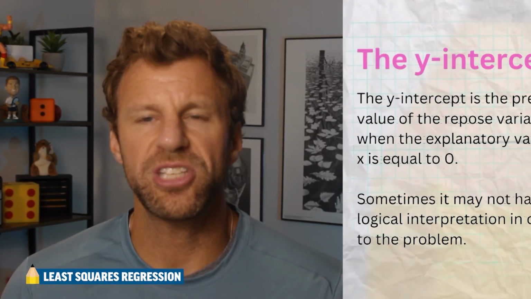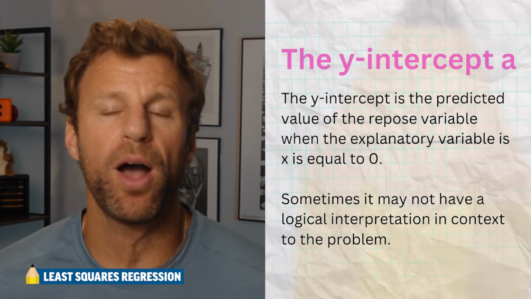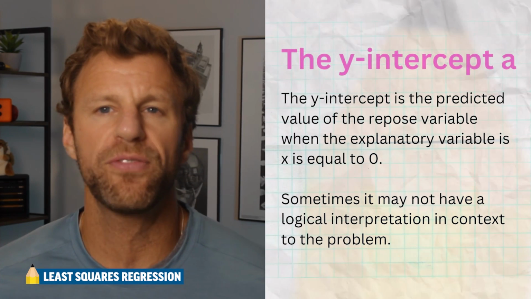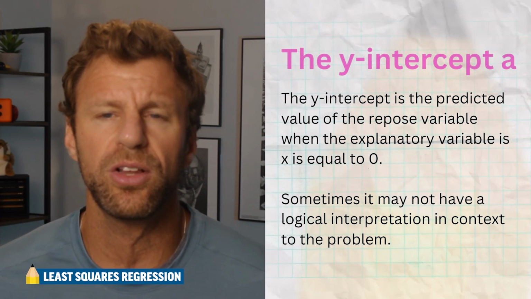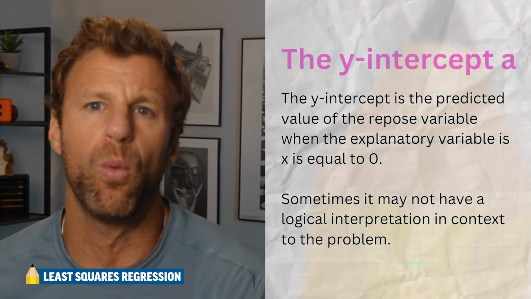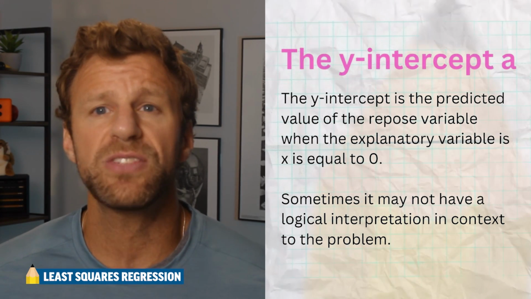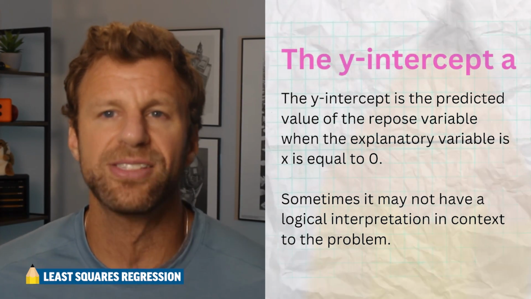The least squares regression line has many facts about it that you need to know. The first is the y-intercept. This is the A value. The y-intercept is what we predict the response variable to be when the explanatory variable is 0. Again, it's a y-intercept. That should make sense algebraically. When x equals 0, what do we predict the response variable y to be? Sometimes this value actually makes sense in context of the problem. Sometimes it does not, and that's okay.